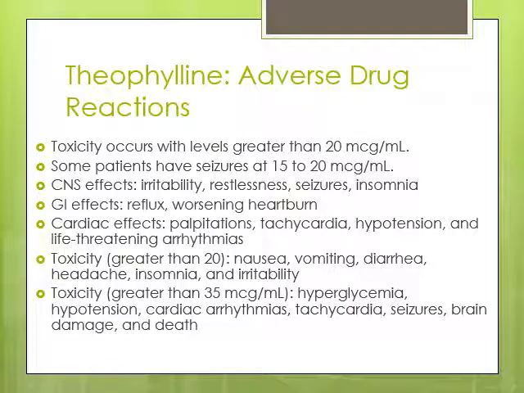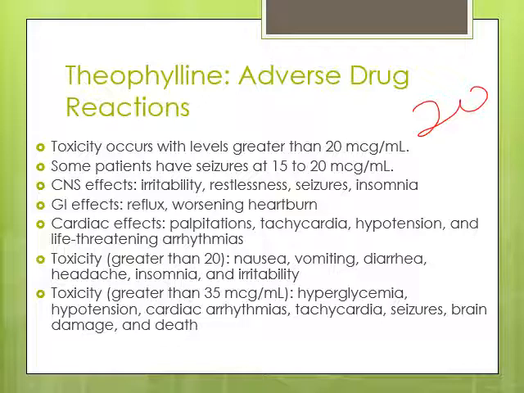With adverse drug reactions, these are uncommon with serum theophylline levels below 20, so you really need to know that magic number of 20. Make sure that you're looking at this. Some patients will have seizures at 15 to 20. You can see CNS effects such as irritability, restlessness, seizures, insomnia, GI effects such as reflux and worsening heartburn, and cardiac effects: palpitations, tachycardia, hypotension, and life-threatening arrhythmias.